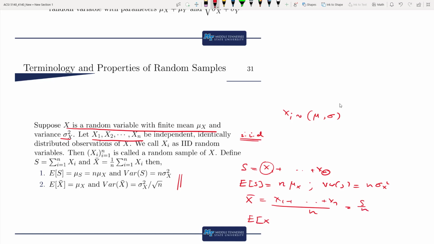So the expected value of x bar is going to be n times mu x divided by n, which is mu x. And the variance of x bar is going to be the variance of S divided by n squared, because when you take the variance of everything, 1 over n becomes n squared. So the variance of S is n sigma x squared divided by n squared, and you have sigma x squared divided by n. This should be sigma x squared divided by n, not square root of n. And then when you take the standard deviation, it becomes square root of n.